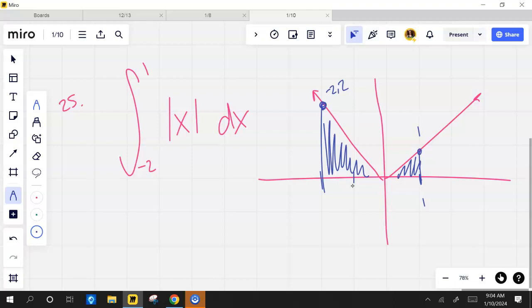Can you find that area? I say algebraically, but using geometry. How do you do it? 1/2 base times height. There's two triangles there, and just add them together. So the area of this one is 1/2 times 2 times 2, plus 1/2 times 1 times 1.